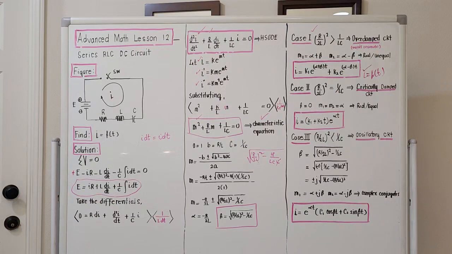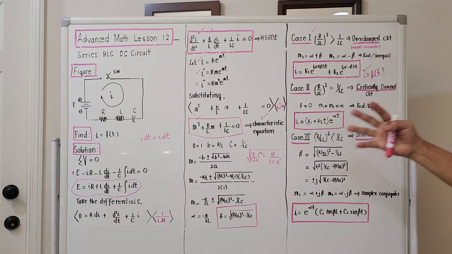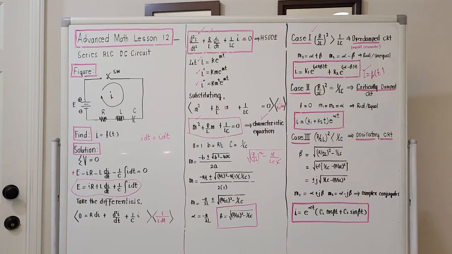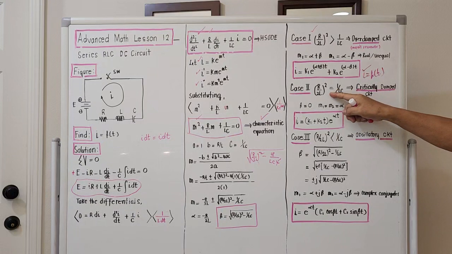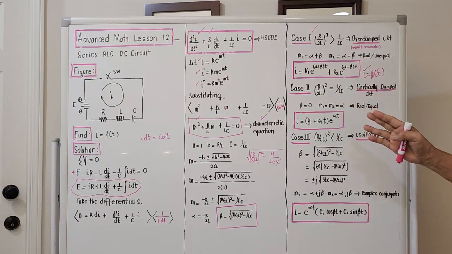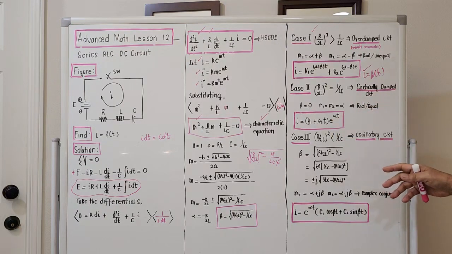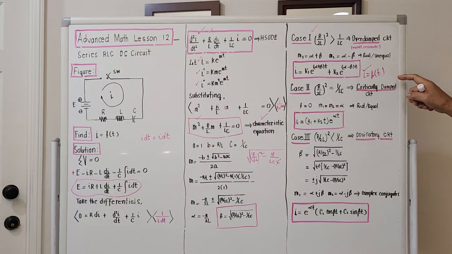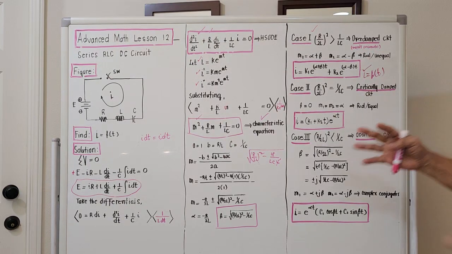And the circuit is overdamped, meaning it will not oscillate. For case number 2, if the ratio (R over 2L) squared is equal to the ratio 1 over LC, we could say that the circuit is critically damped. Critically damped, it will not oscillate.